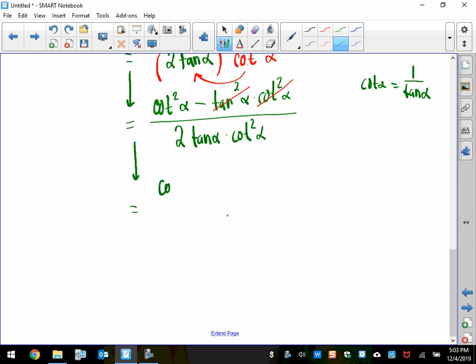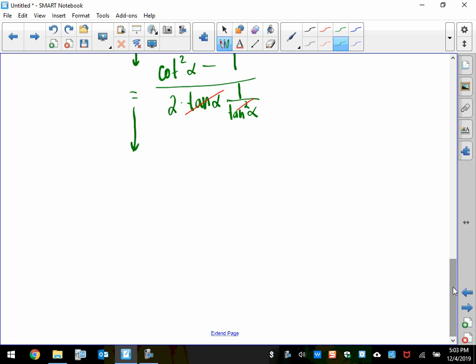So this is going to be cotangent squared alpha minus 1 over 2 times, let's rewrite this as 1 over tangent squared alpha, so we can see the cancellation happening with this one. So then one of those cancels, which leaves me with cotangent squared alpha minus 1 over 2 times 1 over tangent, which is cotangent. So oof, that was a roundabout way to get there.